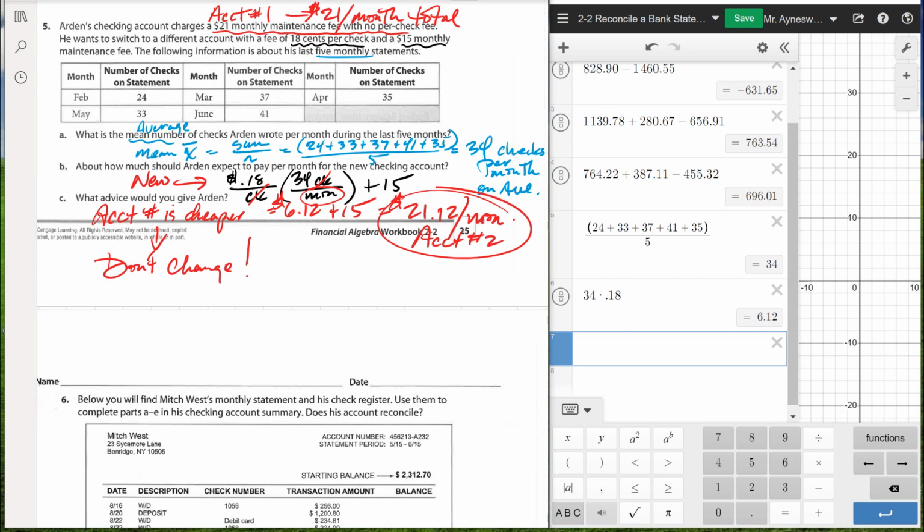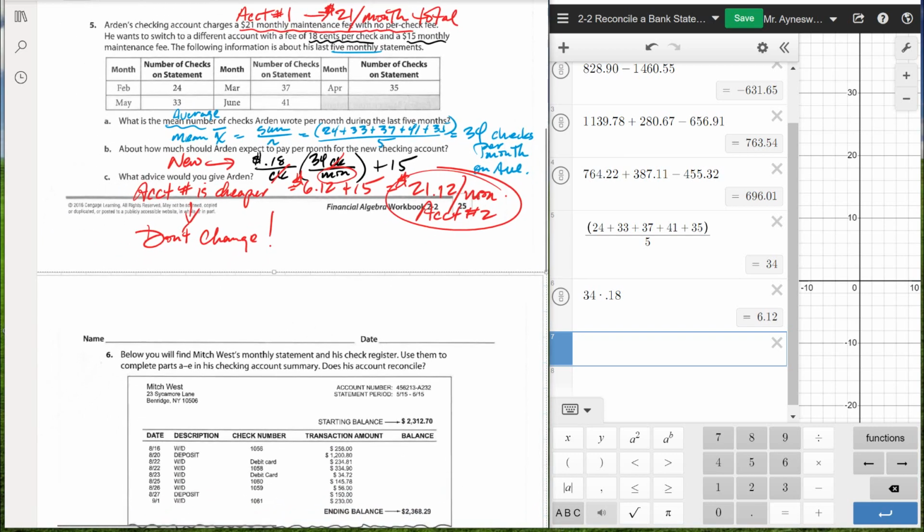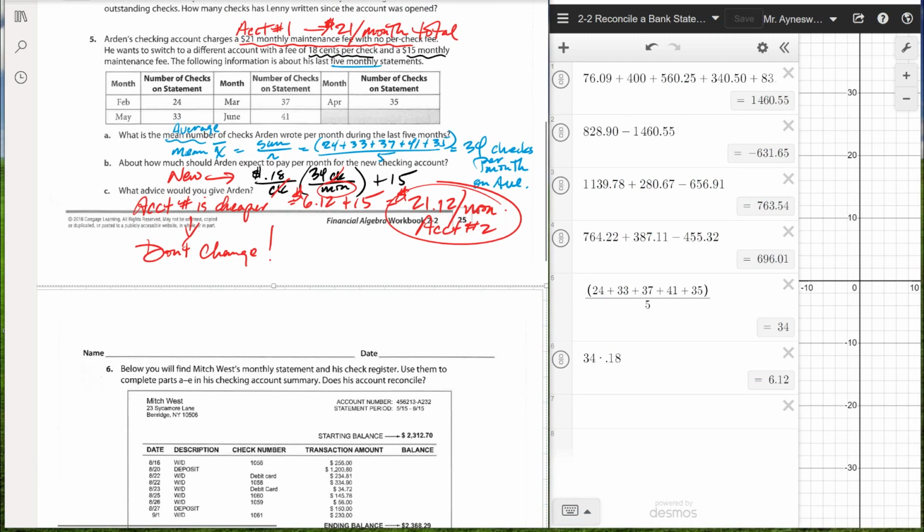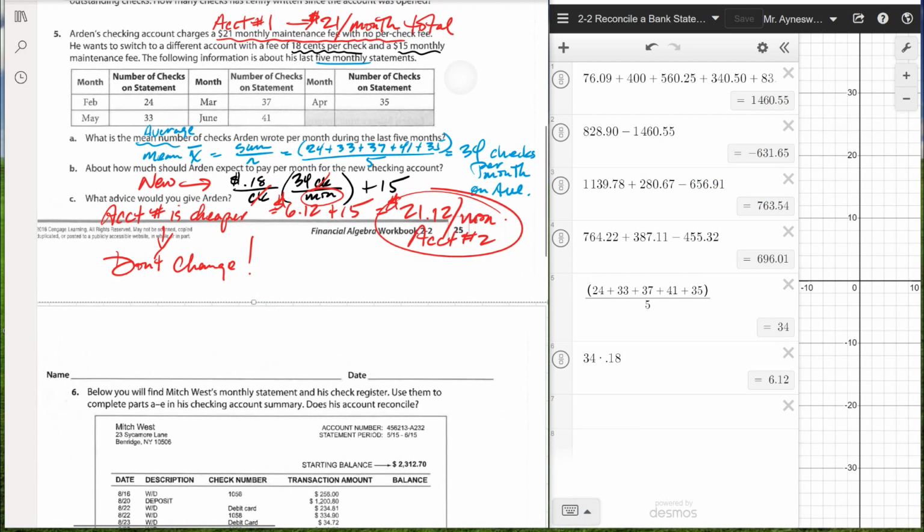That's the advice I would give, just because 12 cents matters, especially if you multiply it by many, many months. Dollars add up. People think a dollar here, a dollar there doesn't add up, but pennies add up. If you think 12 cents per month doesn't really matter, do that over a long period of time for multiple things and it does add up. You'll be surprised. So in this case, I would say, Arden, don't change your accounts.